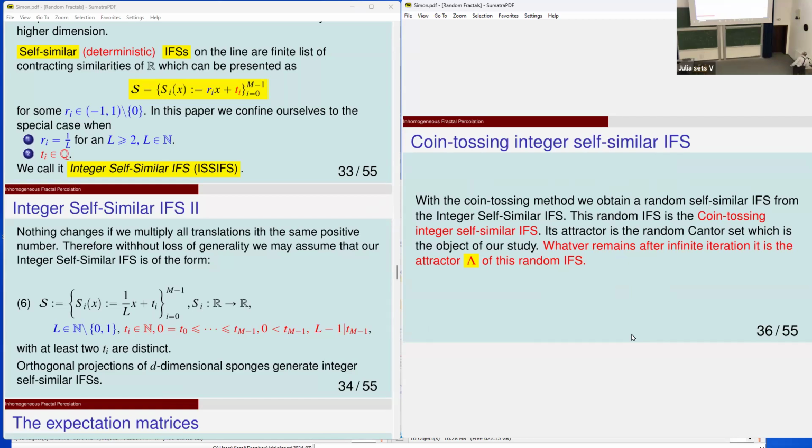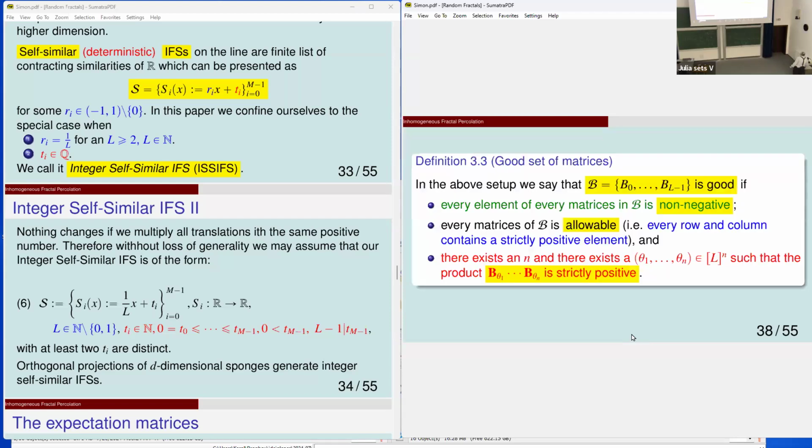Okay. Now, when you have this deterministic system, then you prepare your coin tossing random Cantor set, this coin tossing algorithm as described, and what you get, the random set, is lambda. And now we need some definitions. I'm referring to these matrices. If you have this finite set of matrices, we call it good if all elements are non-negative. Allowable means that in each column and row you have a positive element.